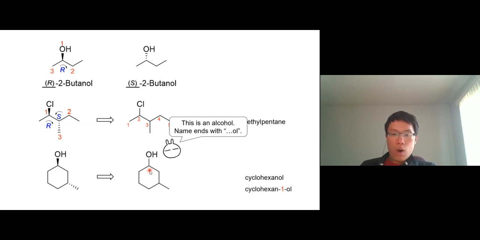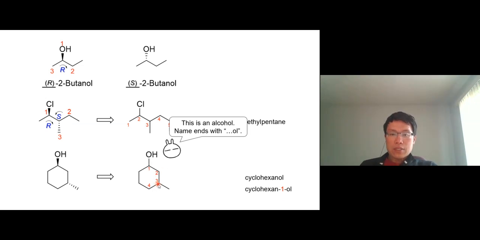So we have carbon 1, 2, and 3. We have to number it, and alcohol gets priority, so you have to start with the alcohol. This is an alcohol. By the way, it's cyclohexan-1-ol. The 1 right here just indicates that the hydroxyl group is at position 1, but we can omit it. You can add it, it doesn't matter. It's correct as well.